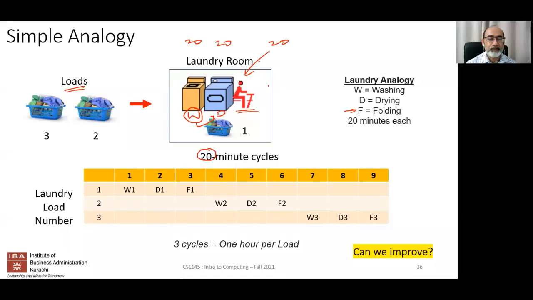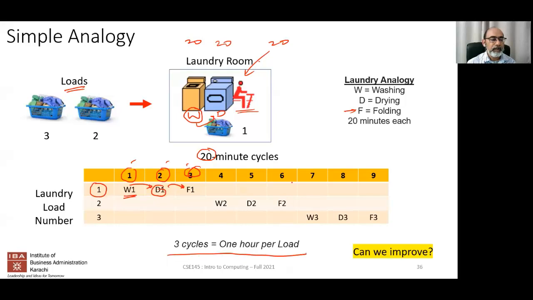Now, what we're trying to do is speed things up. But let's say a simple machine cycle, what it's going to do is take the first load of laundry. In the first 20 minutes, it's going to put it in the washer. Once that is done, in the second 20 minute cycle, it's going to put the load into the dryer, okay? And in the third 20 minutes, you're going to come in and start folding all the clothes, okay? So it's going to take 20 minutes, an entire hour, okay, to get one load of clothes through this laundry room.